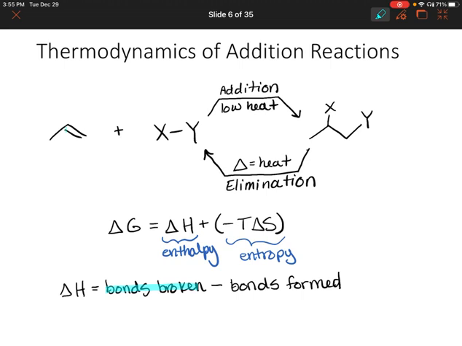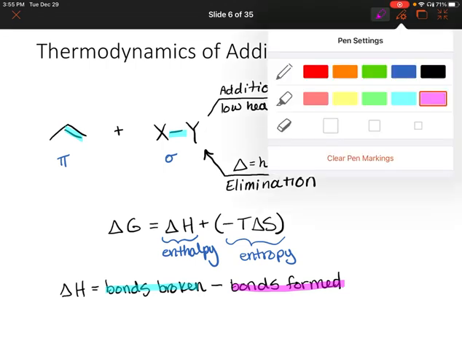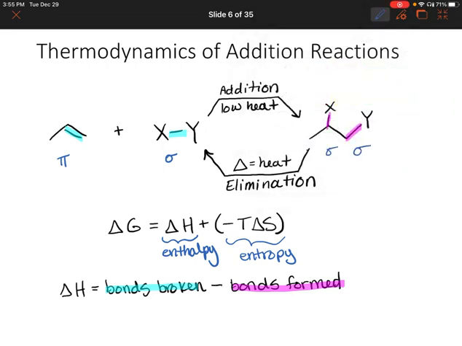Well, we're breaking a pi bond, and then we're also breaking the bond between X and Y. So again, we are breaking a pi bond and a sigma bond, a single bond. Okay, now let's look at our product and highlight the bonds that are formed. So which bonds are formed in the product? The one between carbon and X and carbon and Y. And those are both sigma bonds. Okay, so we broke a pi bond and a sigma bond, and then we formed two sigma bonds.